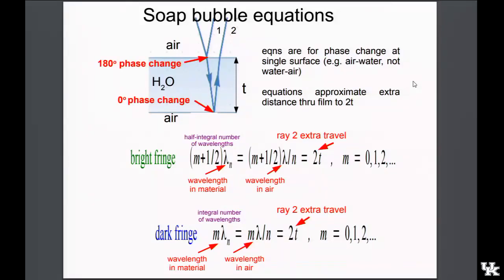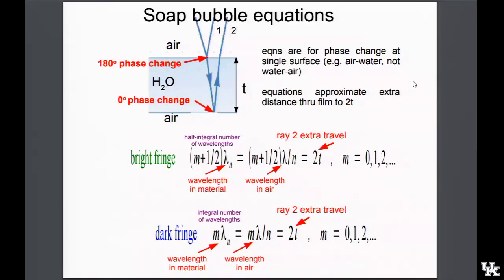Now we have to be a bit careful. Look, I've written lambda n. This is the length of a wavelength in the soap bubble. In the soap bubble, the wavelength got shrunk by a factor of the refractive index. If you remember from our discussion of refraction, when you enter a higher refractive index material, the wavelength shrinks, like the speed shrinks, and both of them shrink by a factor of the refractive index. So this extra distance in the soap bubble has to be a half integral number of wavelengths in the soap bubble. So I wrote that as lambda n.